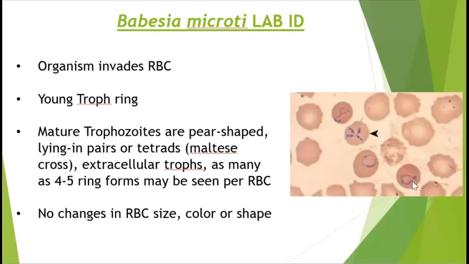Also, we may see Babesia in tetrads, or what's called a Maltese cross, and that's what this arrow is pointing to right here. It almost looks like it has 4 arms coming out in different directions. There may be as many as 4 to 5 ring forms seen per red blood cell in Babesia. There's usually no change in the size, color, or shape of the red blood cells with Babesia.